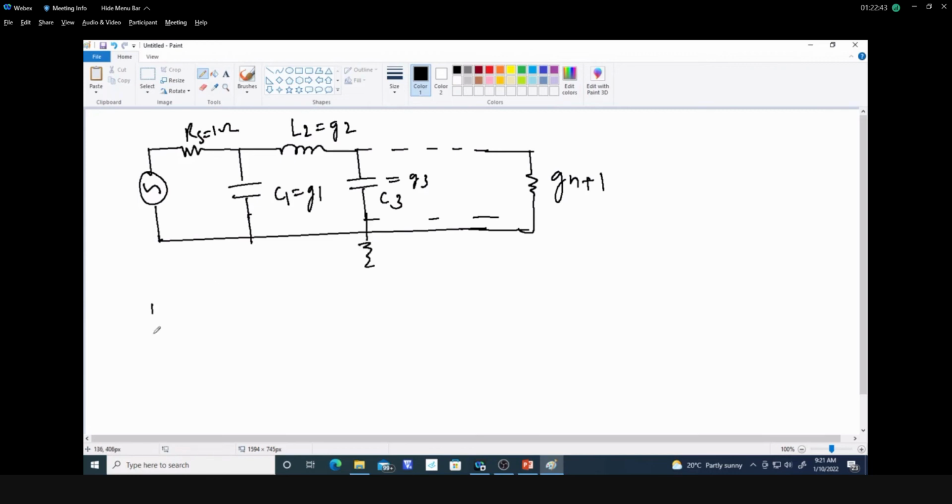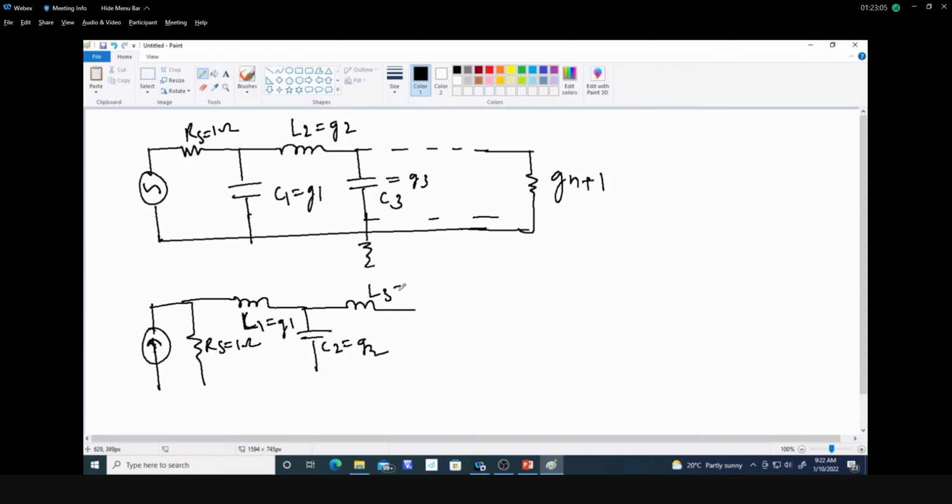Another one is where we have a current source with the source resistance in parallel, then an inductor, then a capacitor, then an inductor like that. So this will be L1 which is equal to G1, C2 which is equal to G2, and L3 which is equal to G3. Like that we can have different configurations, and again the load is Gn+1.